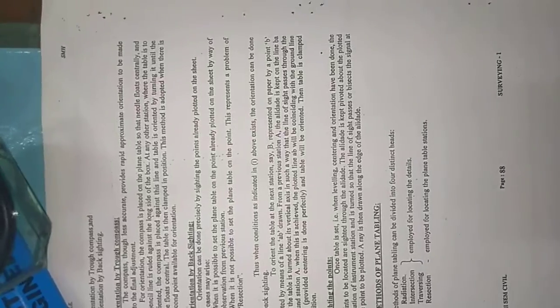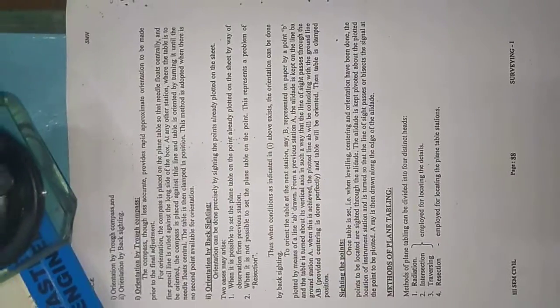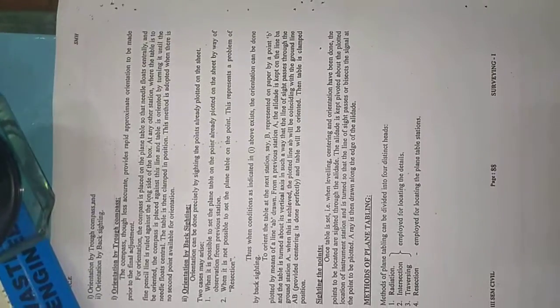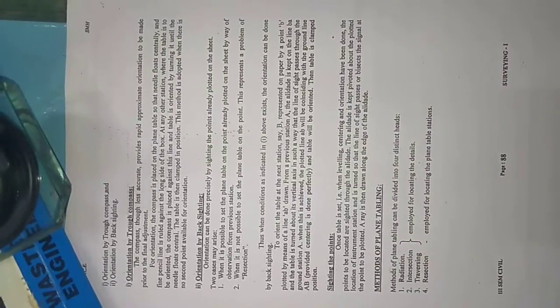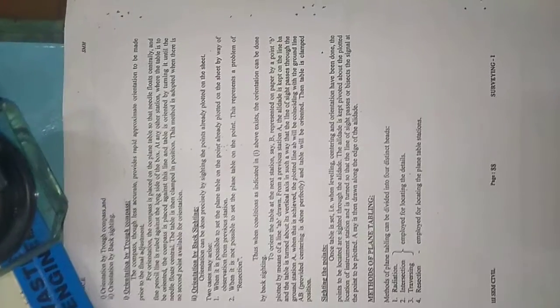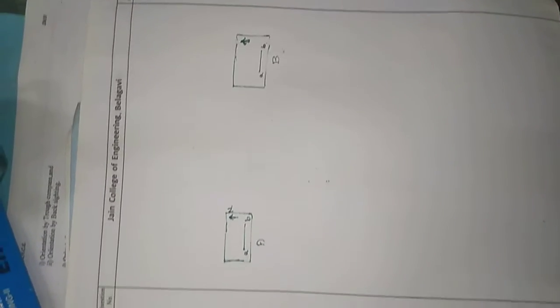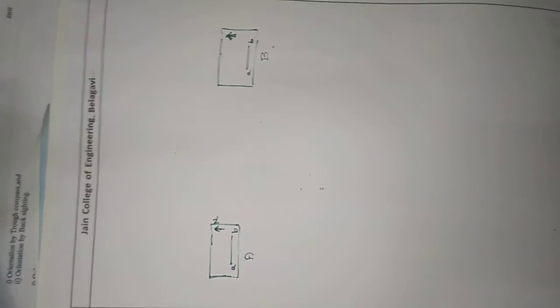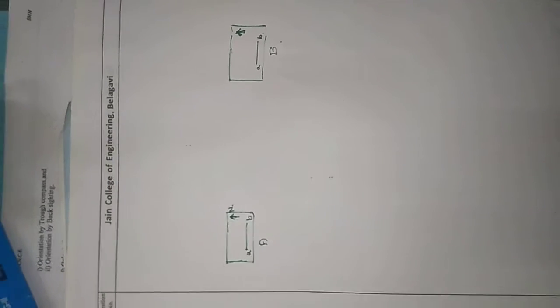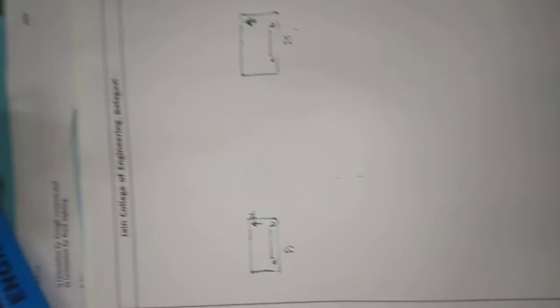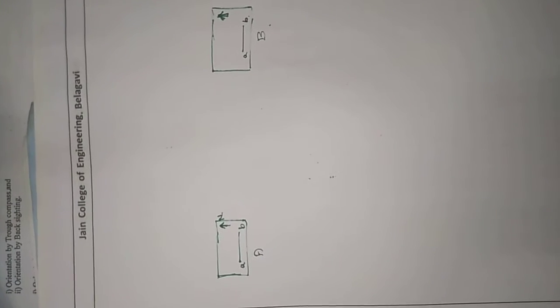Now I will explain what exactly this is and how the back orientation can be done. I will explain both the orientation by the trough compass and the orientation by back sighting. When you start your work by keeping your plane table station at A, the first thing you do is leveling, centering, and then the north orientation. The north orientation is done by using the trough compass.